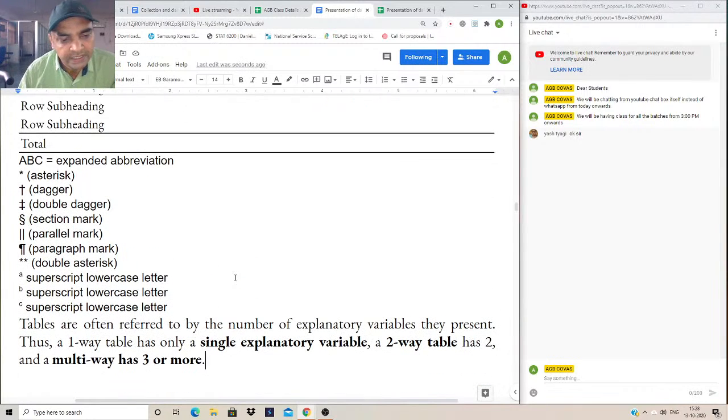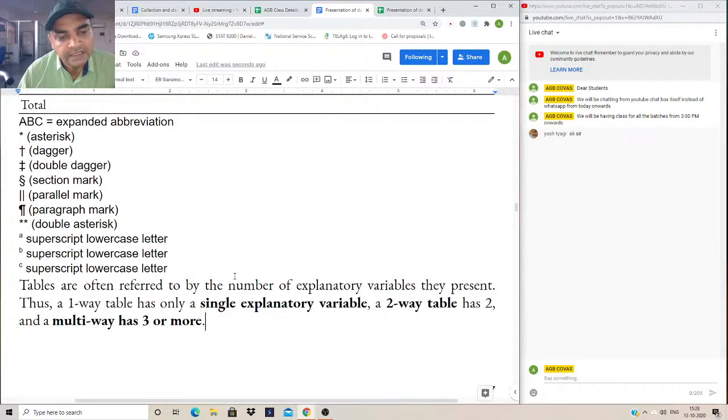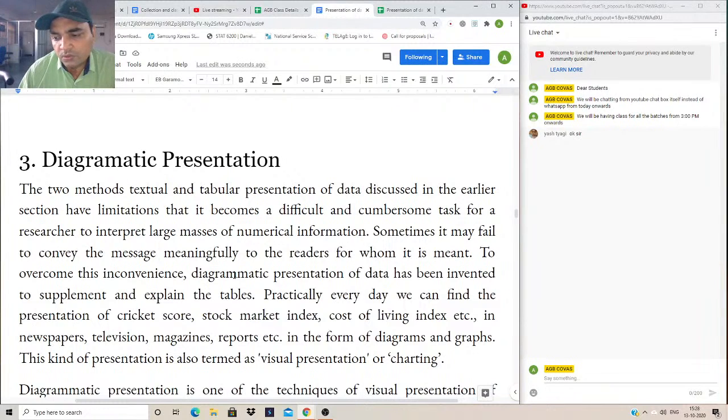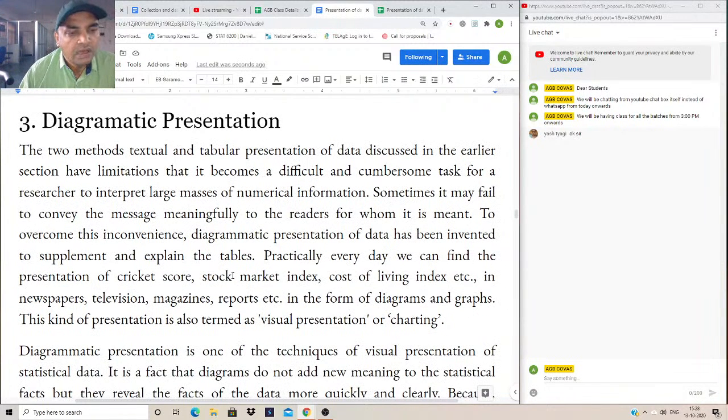So we have studied textual presentation. Then we have now studied tabular presentation. The next form of presentation is the diagrammatic presentation. In today's class, we will not be having a break. Instead, we will continue and complete this diagrammatic presentation, and after that we will close today's lecture, because I will take the graphical presentation in your next class. So now, diagrammatic presentation.